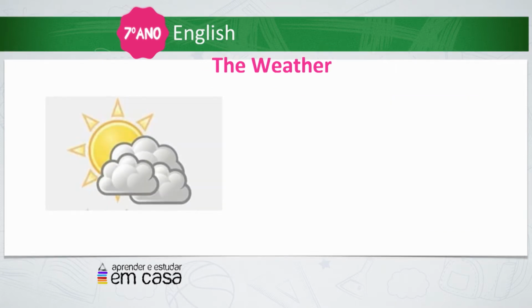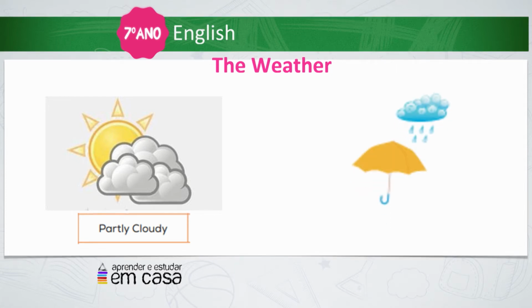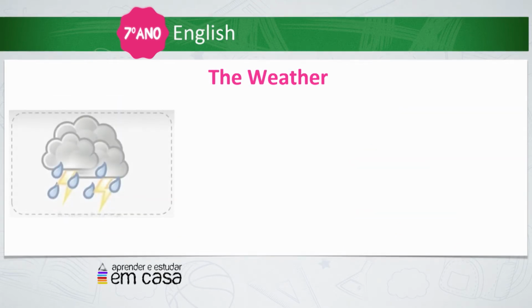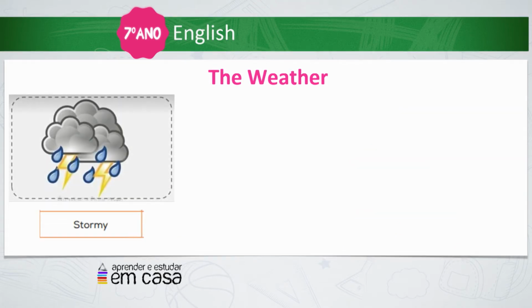Then partially cloudy. We have cloudy and partially cloudy. Can you repeat? Great, partially cloudy. Also, rainy. Can you repeat? Great, rainy. And then stormy. The weather is storming today. Can you repeat? Stormy.